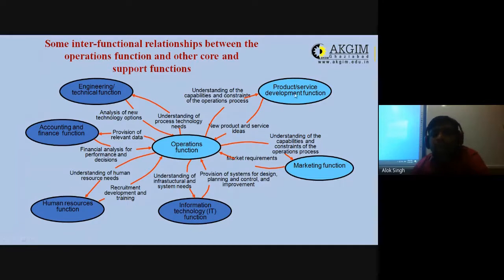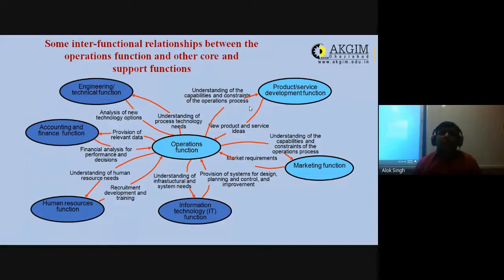So first we will check the product or service development function. What are the roles and responsibilities of product and service development function? What is the interrelationship of product or service development function with operations function? So see here. Product or service development function will take what? It will take understanding of capability and constraint of operations process. What our operations process is going to deliver.